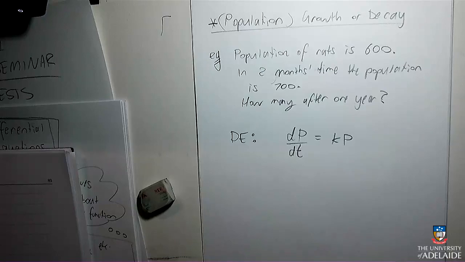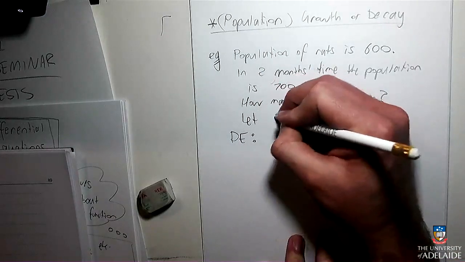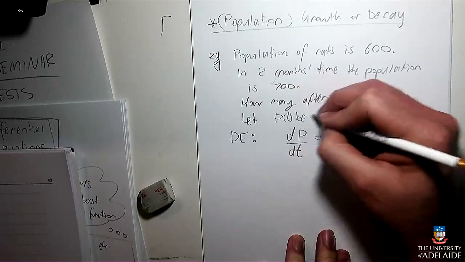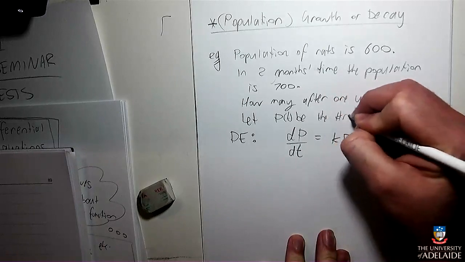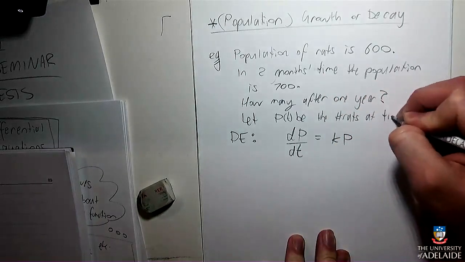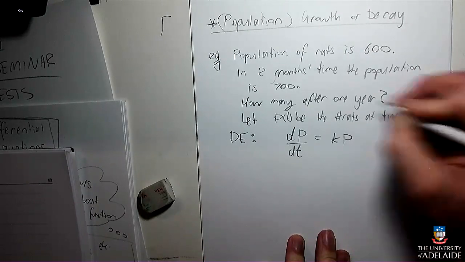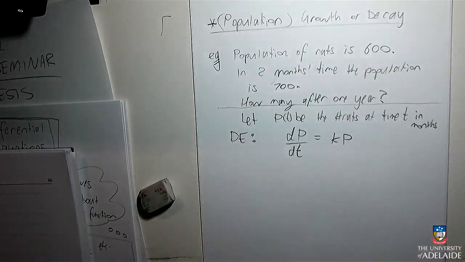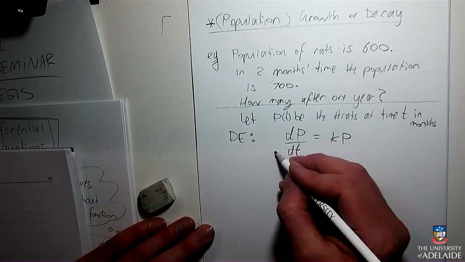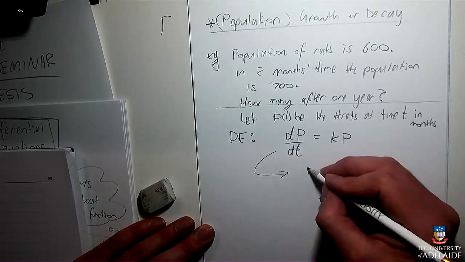And so that's the idea. You'd probably have to say, let P(t) be the number of rats at time t in months. You need to tell the reader what the letters stand for. And you can set it up like this. And then if you solve the differential equation using separable DEs, you will get to this.